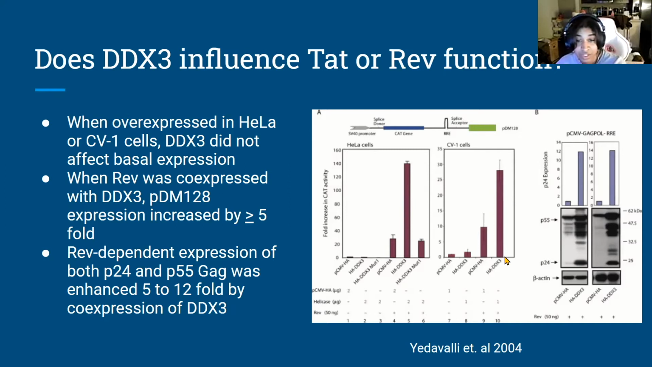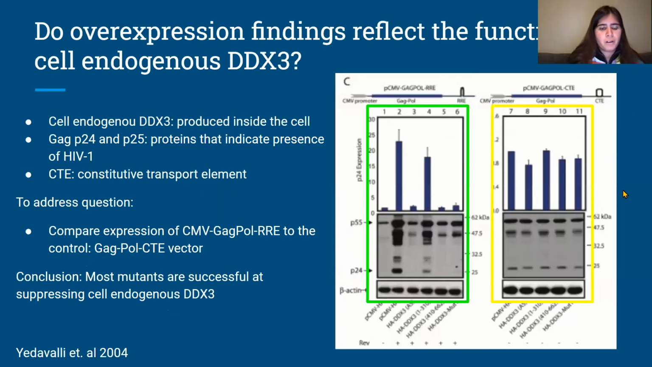When overexpressed in HeLa and CV1 cells, DDX3 did not affect basal expression. However, when Rev was co-expressed with DDX3, Rev-dependent pDM128 expression increased by over 5-fold. The results shown in Figure 2 implied a role for DDX3 in Rev function. Next, the pDM128 results were verified using Western analysis of a CMV-driven Gag-Pol RRE vector. In Figure 2b, Rev-dependent expression of both p24 and p55 Gag was enhanced 5 to 12-fold by co-expression of DDX3. DDX3 in the cell modulates the Rev and RRE expression, which is required for export of Gag-encoding RNAs.